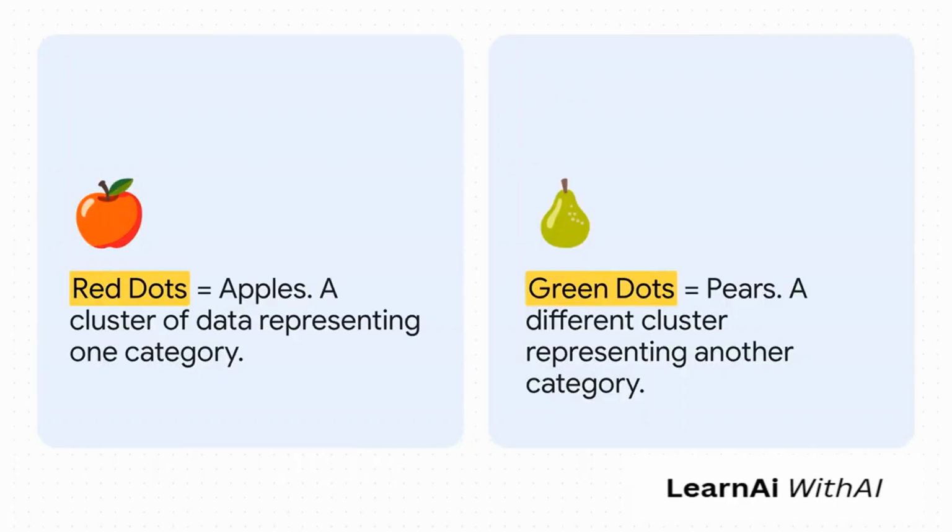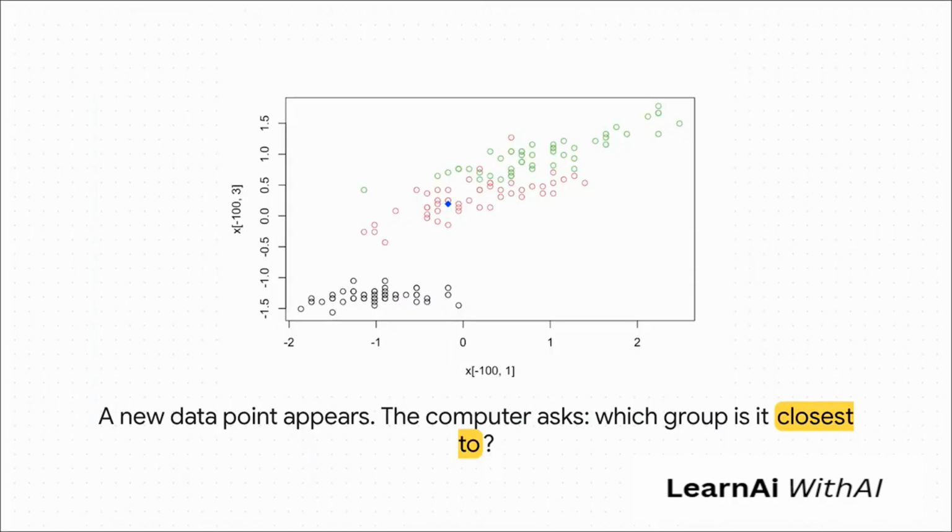And what happens? Well, all the apples end up in one little cluster of red dots, and all the pears end up in another cluster of green dots. They group up naturally because their features are so similar. Okay, now for the fun part. Here comes a new, unknown piece of data, this blue diamond.